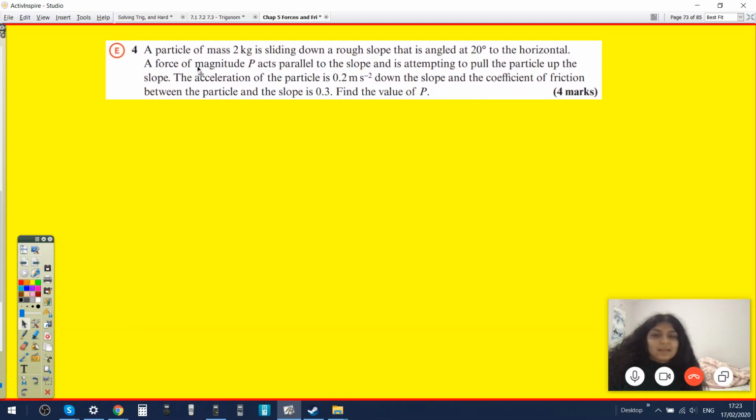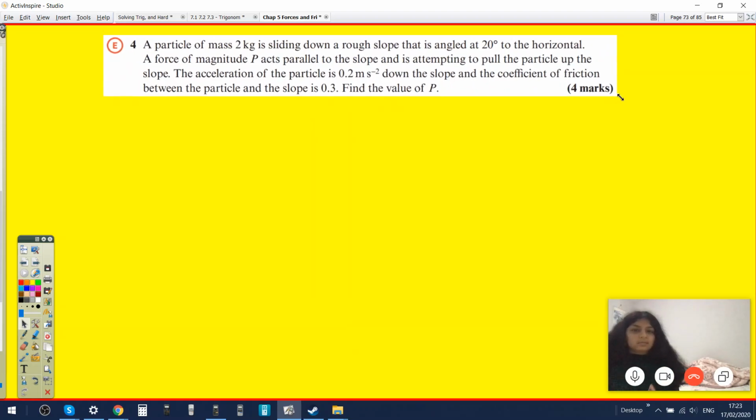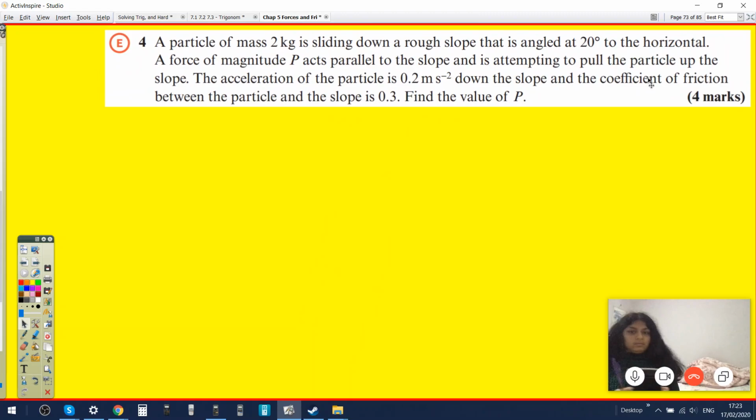Rough slope. I did. Oh, this might be worth doing. Yeah, 4 marker. Let's try this one.